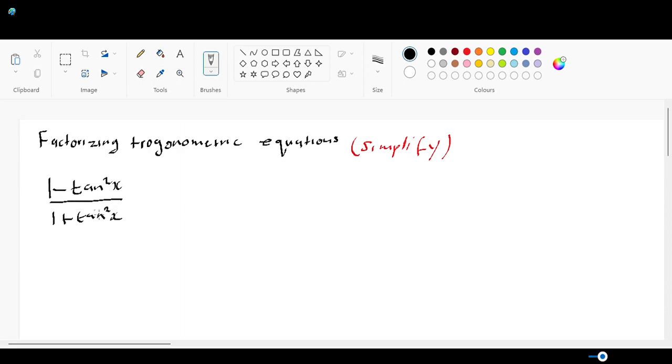So this is a problem whereby we'll be simplifying the expression, as you can see below there, guys, whereby we have 1 minus tan squared x divided by 1 plus tan squared x. You can pause this video and simplify, then you can continue to check whether your answer is the same as mine.